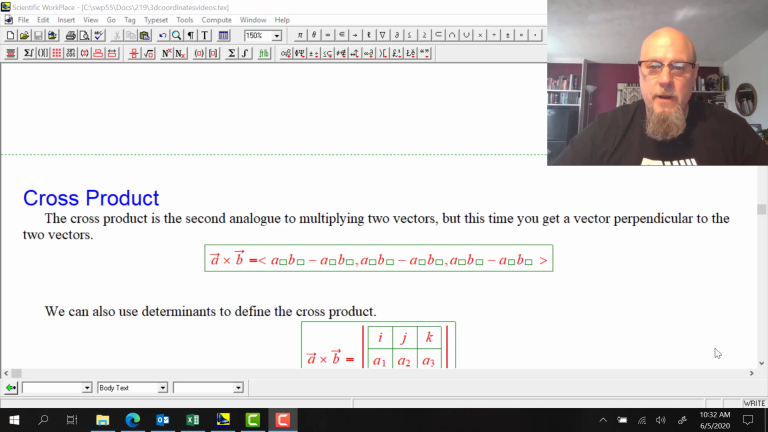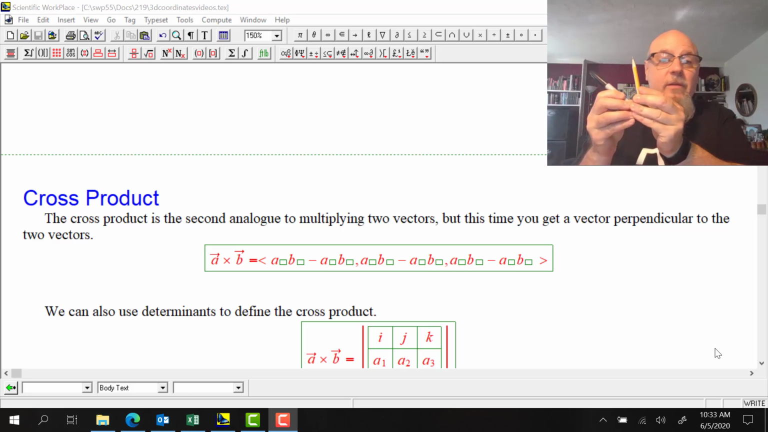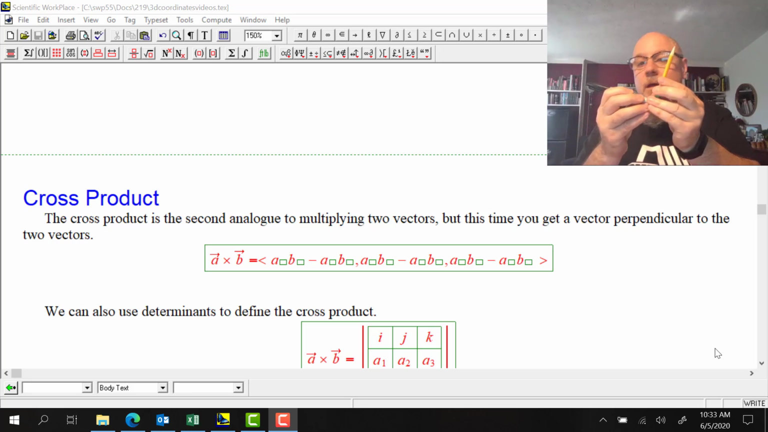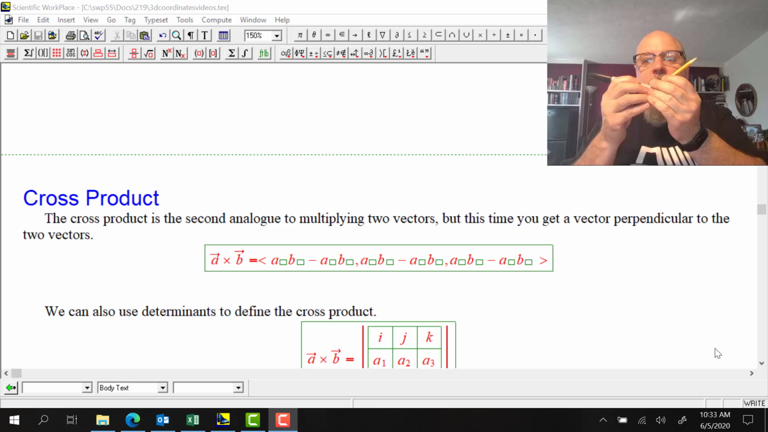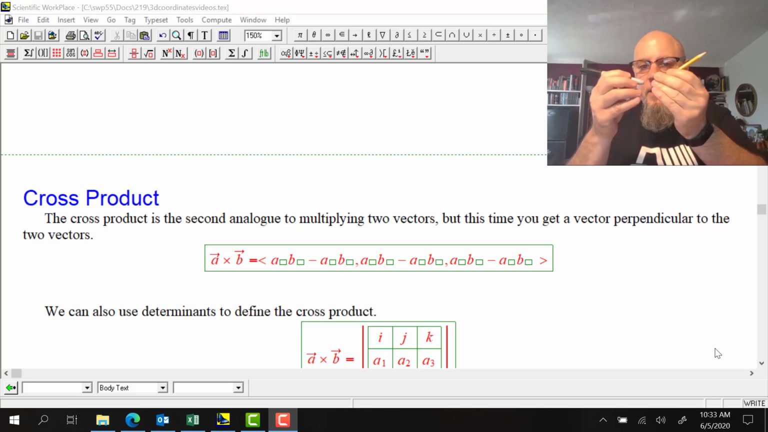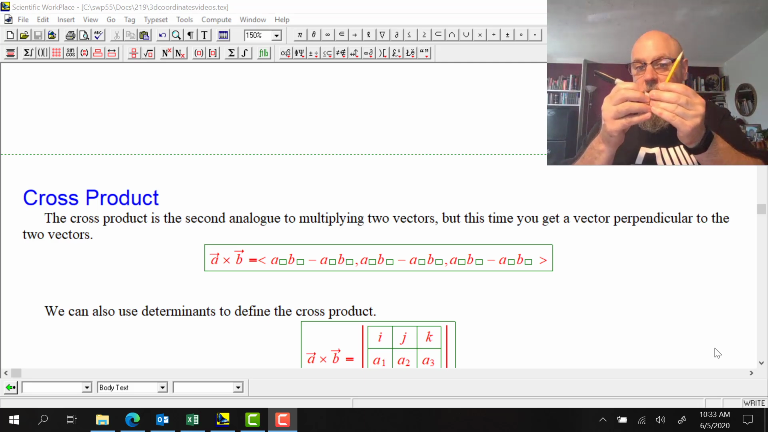We know about the dot product. If I take the dot product of two vectors, I get a number, a scalar, and that number represents how much the two vectors point in the same direction. Two vectors that point in the same direction have a positive dot product. If they're pulling away from each other, the dot product is negative. If they're perpendicular, I get a zero dot product.